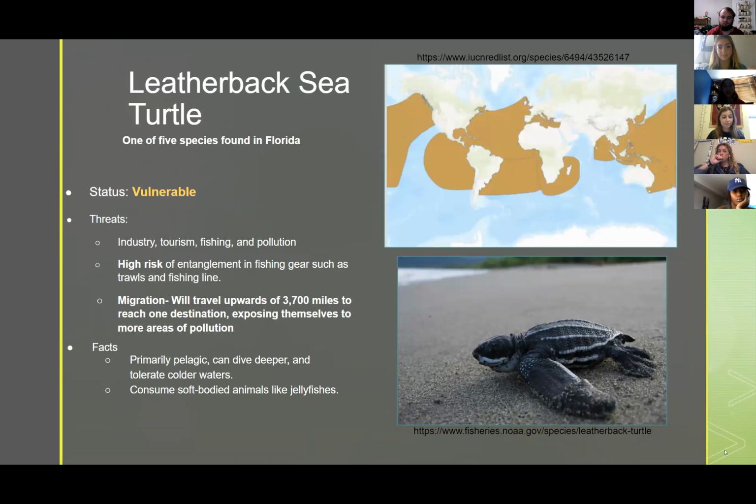The leatherback sea turtle is vulnerable. Some of the threats they have are because of industry, tourism, fishing, and pollution. They are also at high risk of entanglement in fishing gear. And some facts about these sea turtles is that they are primarily pelagic. They can dive deeper and tolerate colder waters. They also consume soft-bodied animals like jellyfish. Next slide, please.